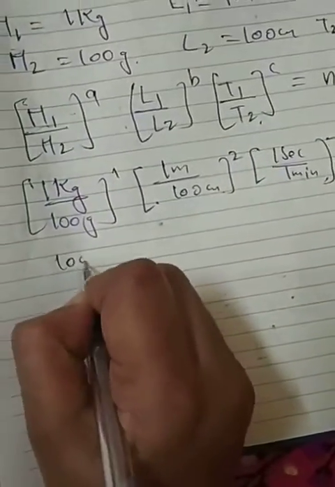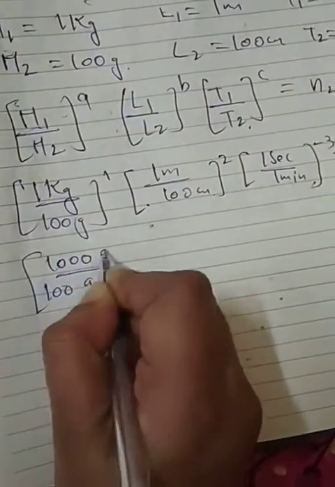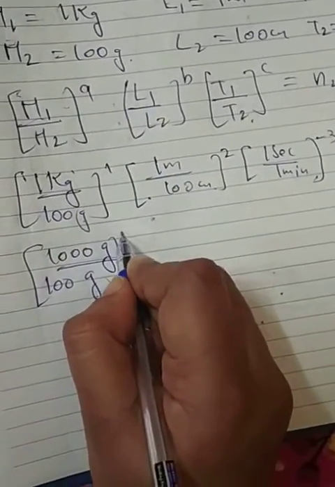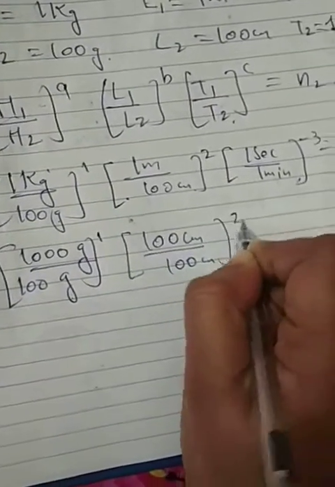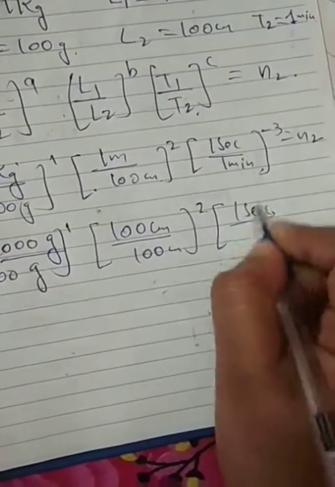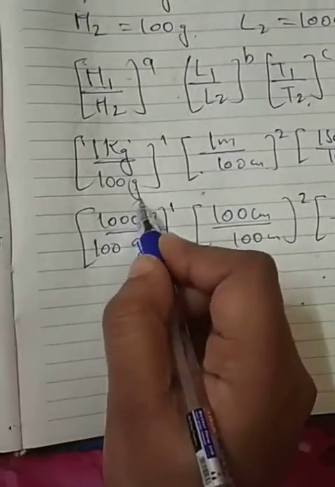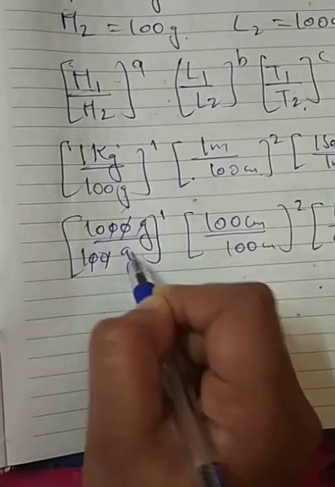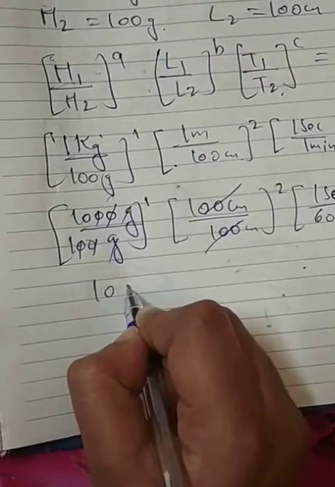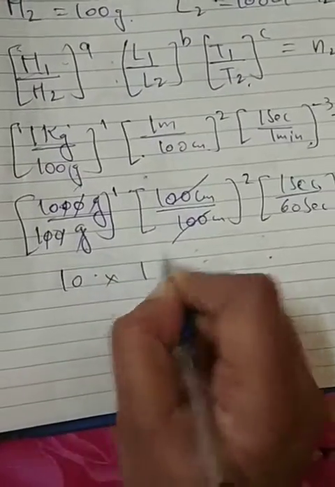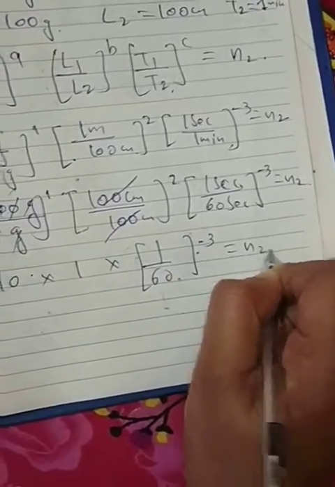1 kg is equal to 1000 grams. We have to deal with units also. We just cancel out the units. That's why kg to gram, only then it will cancel out. 1 meter is equal to 100 centimeter, to 1 second, 1 meter is equal to 60 seconds, to the power minus 3, is equal to n2. Correct? 2 zeros, gram to gram cancel. This all cancels out. Okay, fine. So 10 to the power 1 is 10, into 1 to the power 1 is 1, into 1 upon 60 to the power minus 3 is equal to n2.